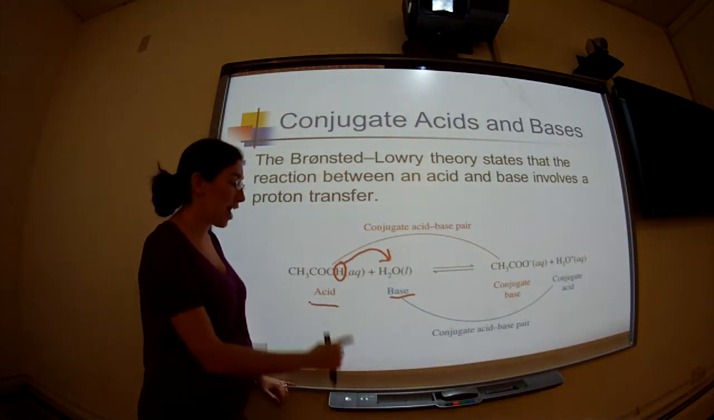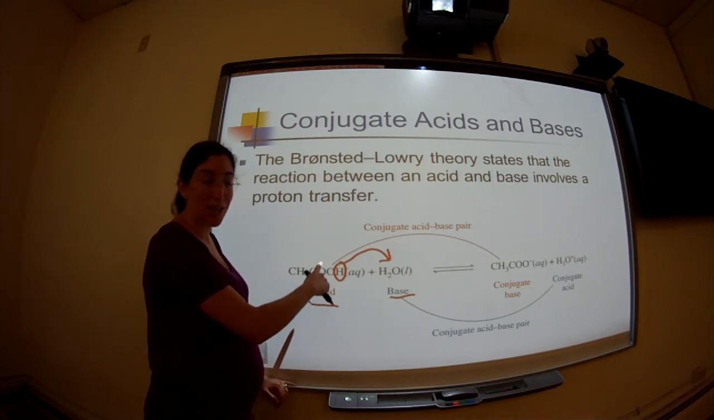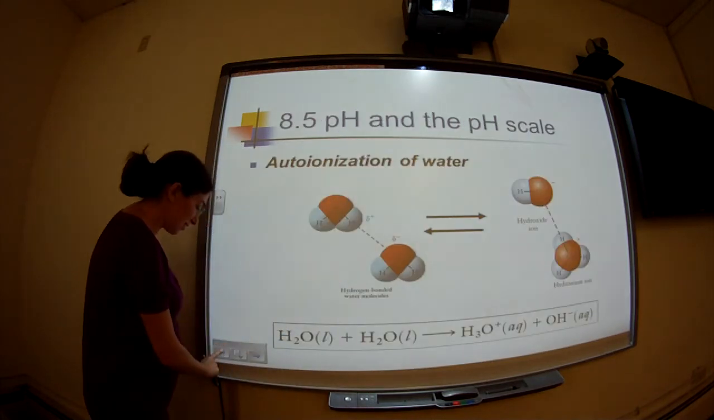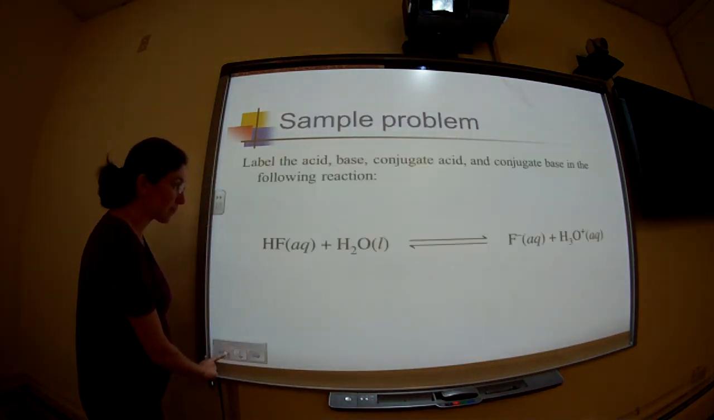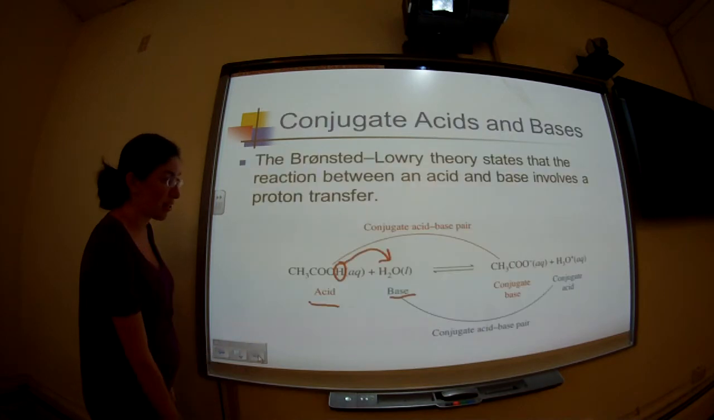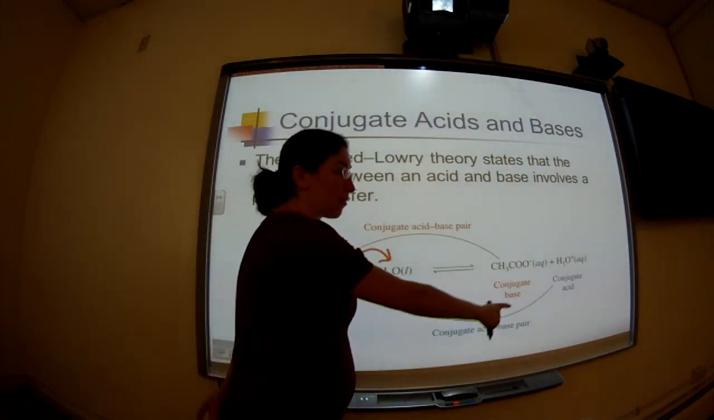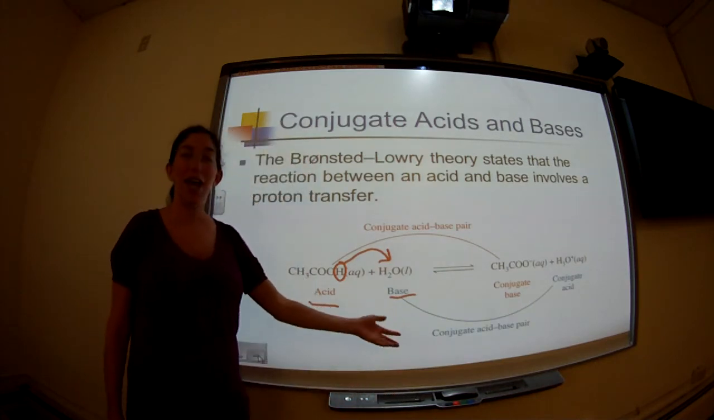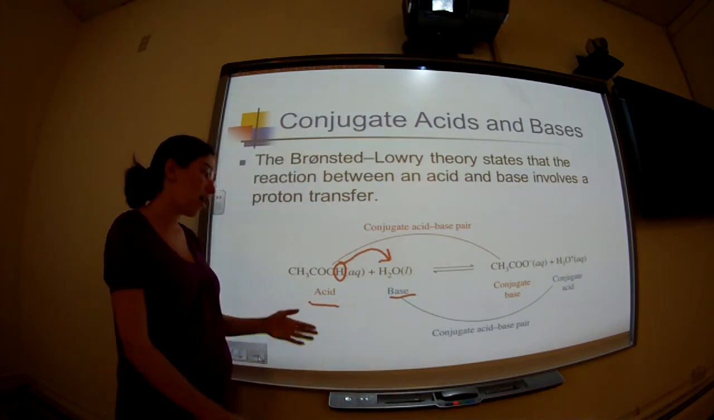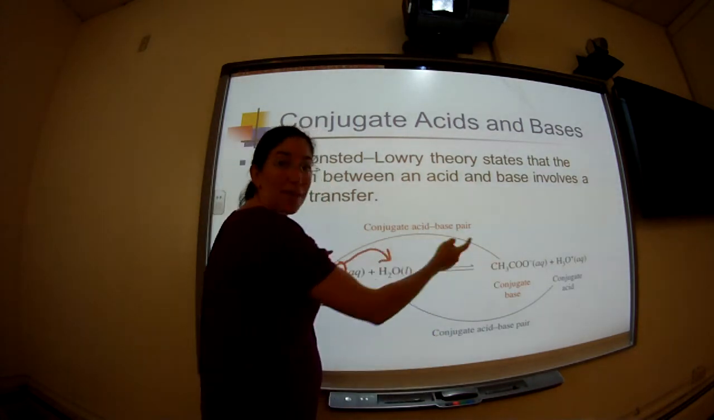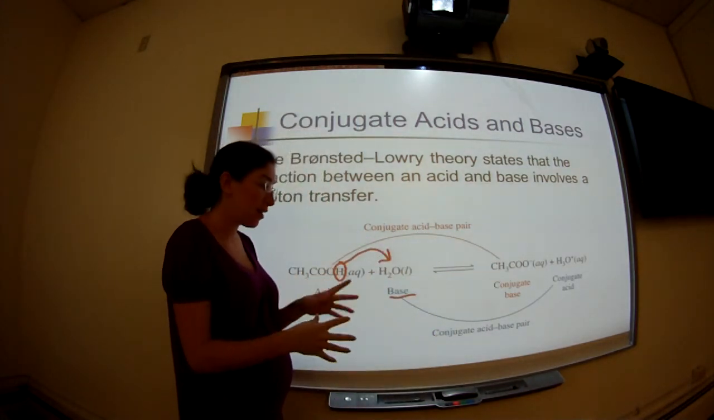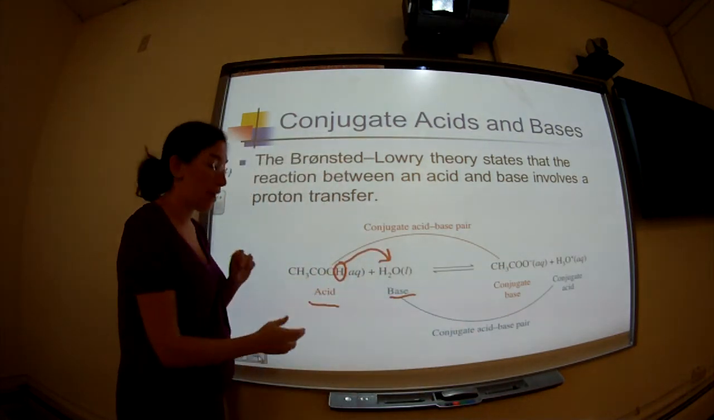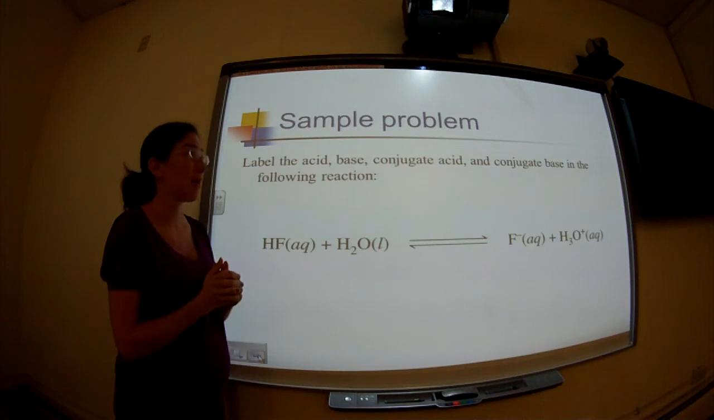And it's always that the acid on the other side of the reaction becomes the conjugate base. And the base then becomes the conjugate acid, okay? And so we have these conjugate acid-base pairs that we can draw. The acid and the conjugate base are a conjugate acid-base pair, and the base plus the conjugate acid are a conjugate acid-base pair.